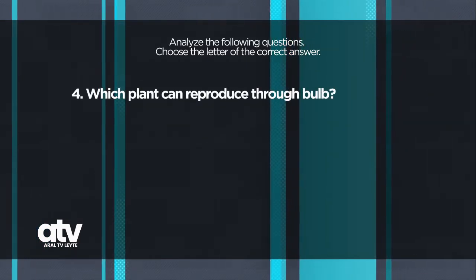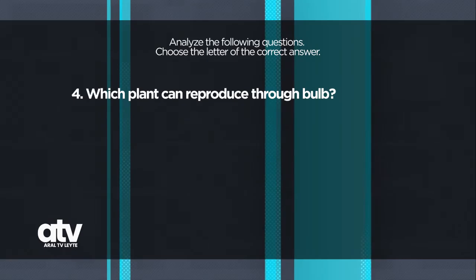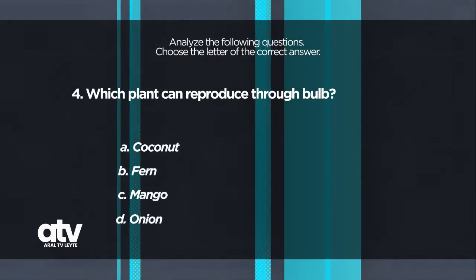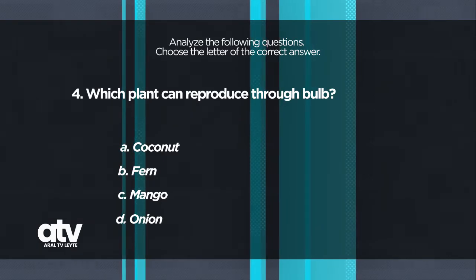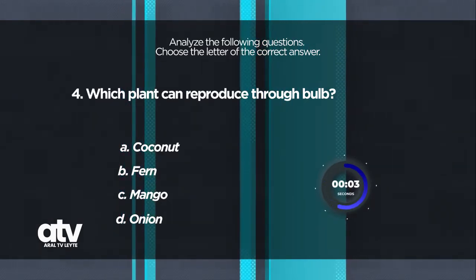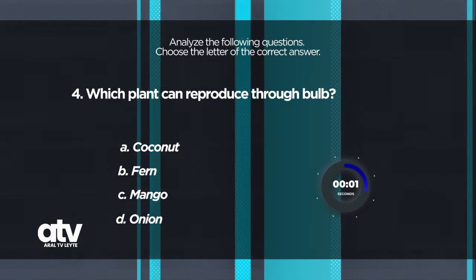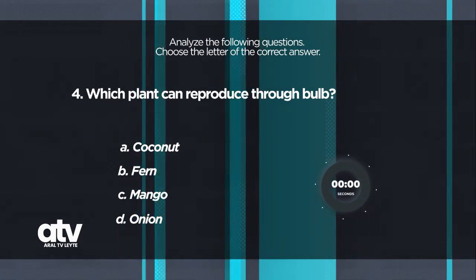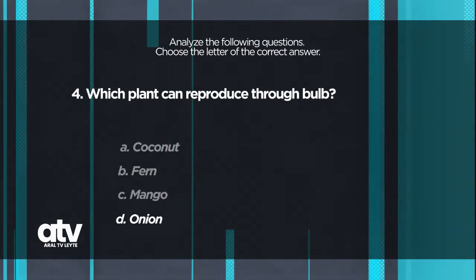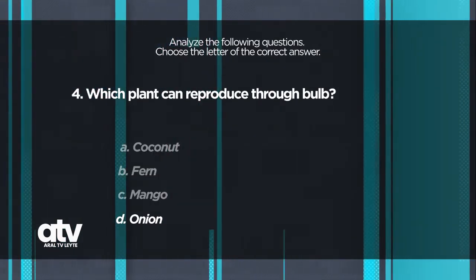Number 4. Which plant can reproduce through bulb? A. Coconut. B. Fern. C. Mango. D. Onion. The correct answer is letter D. Onion.